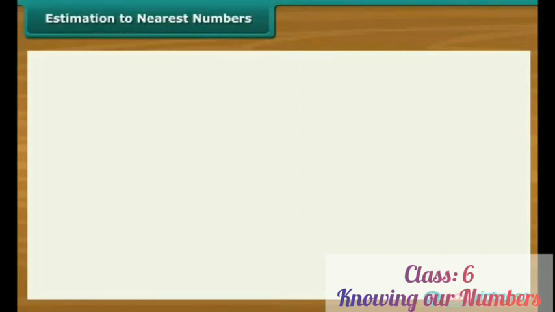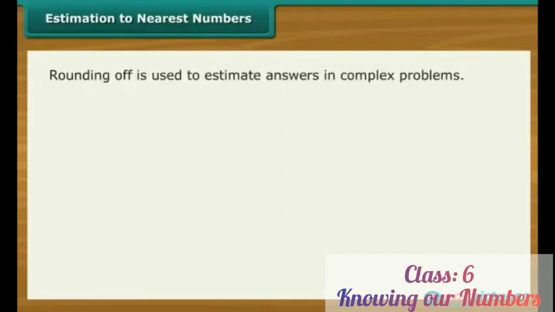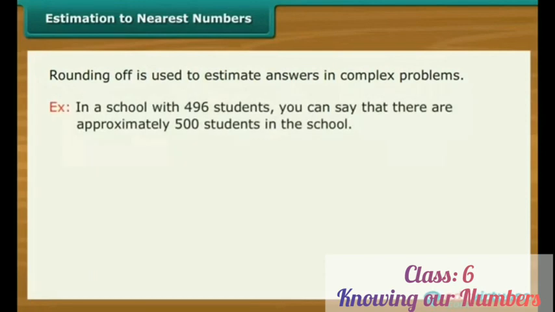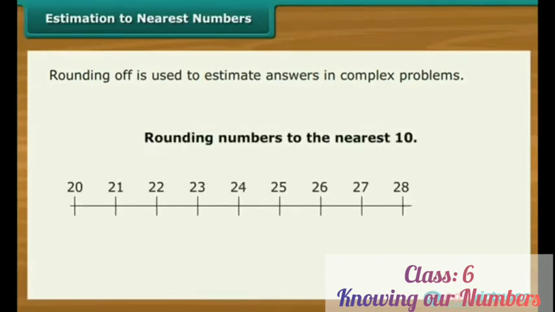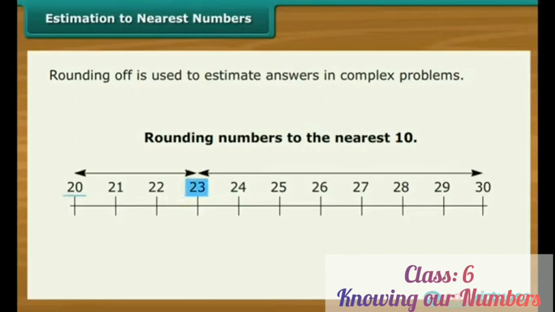Estimation to the nearest number. When we come across large numbers, performing calculations on them becomes complex. To avoid the complexity, estimation or rounding off is used. For example, in a school with 496 students, you can say that there are approximately 500 students in the school. Rounding numbers to the nearest ten means finding which ten they are nearest to. For example, 23 rounded to the nearest ten is 20.